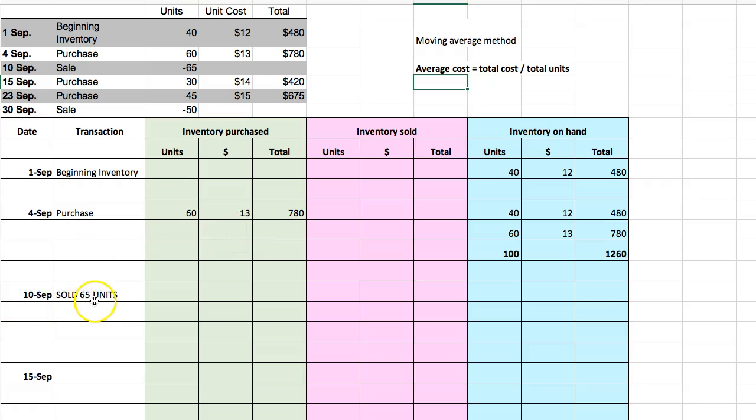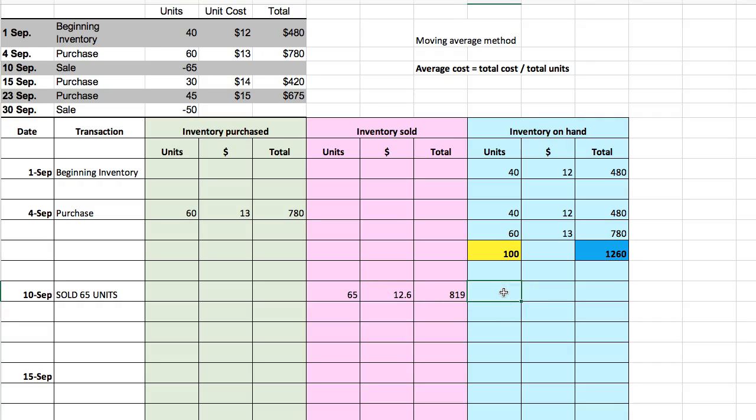Then on the 10th of September, we've sold 65 units. This is where it depends on what method you're using. So for the moving average method, you just put 65 here. Now for the unit cost, this is where we need to calculate the average cost using our formula. This number here is the total cost, divided by total units, this number here is the total units. So you grab your calculator and you get the total cost, you divide it by the total units, and you'll get the answer 12.6. So our total here is 65 times 12.6.